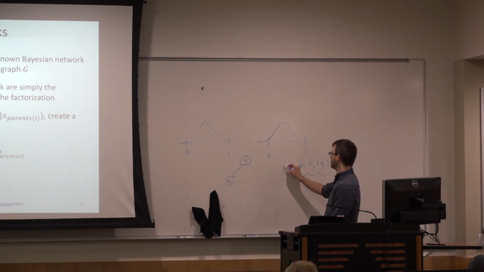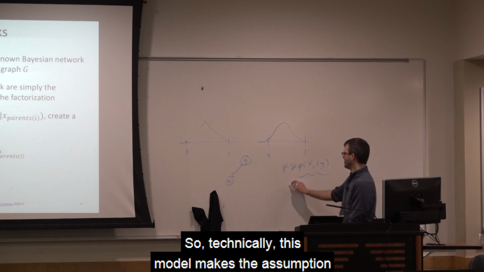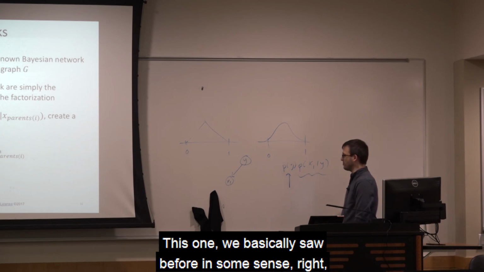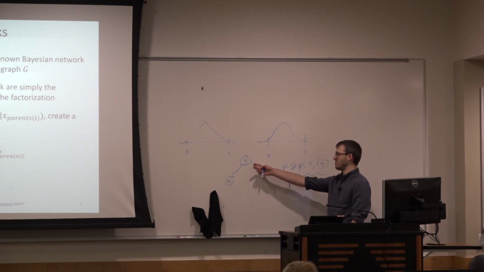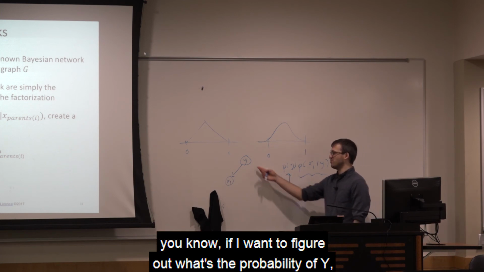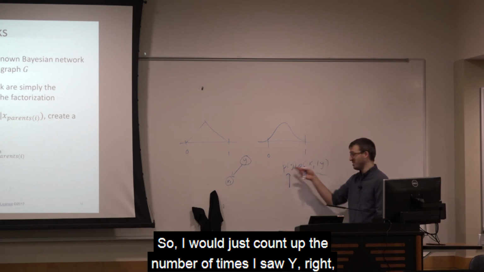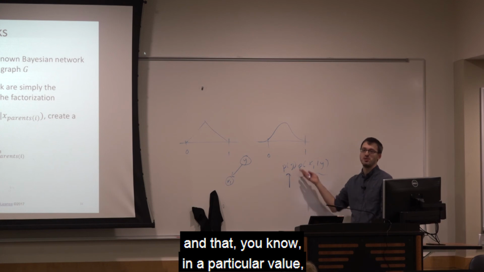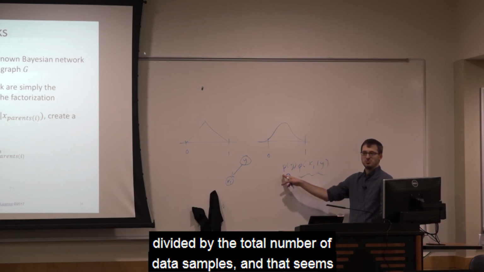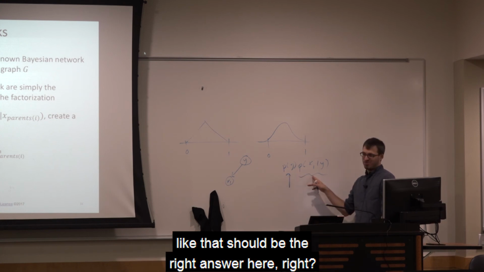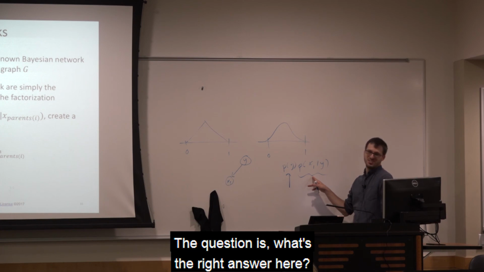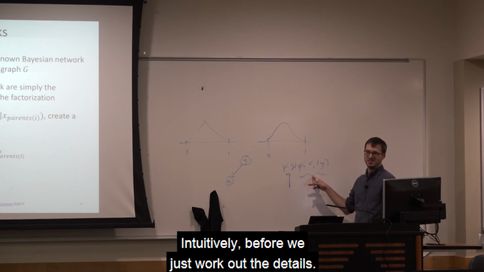So technically, this model makes the assumption like this. This one we saw before in some sense. If I want to figure out what's the probability of y, I really think of y as like a coin flipping process. So I would just count up the number of times I saw y, in a particular value, and divide by the total number of data samples. And that seems like it should be the right answer here. The question is, what's the right answer here, intuitively, before we just work out the details.